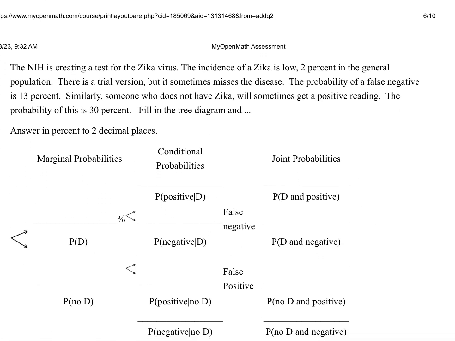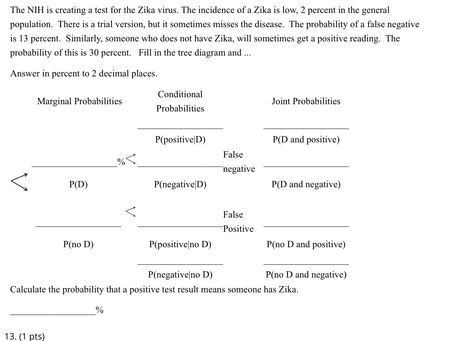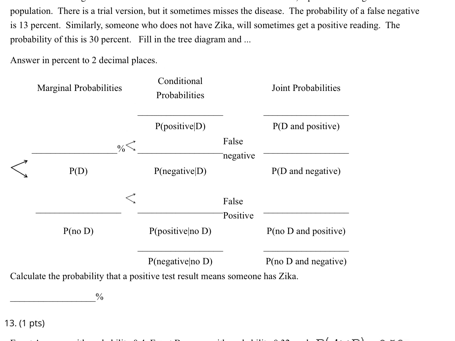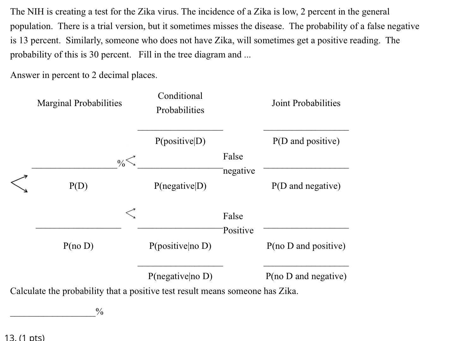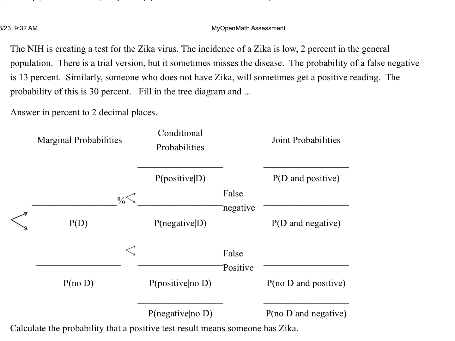Okay, so the next one, let's see if I can fit all of this on here. Okay, we'll have to scroll it up in just a minute. The NIH is creating a test for the Zika virus. The incidence of Zika is low, 2% in the general population. So that means 2% of the population would have it and 98% would not. Remember, percentages have to total 100%.